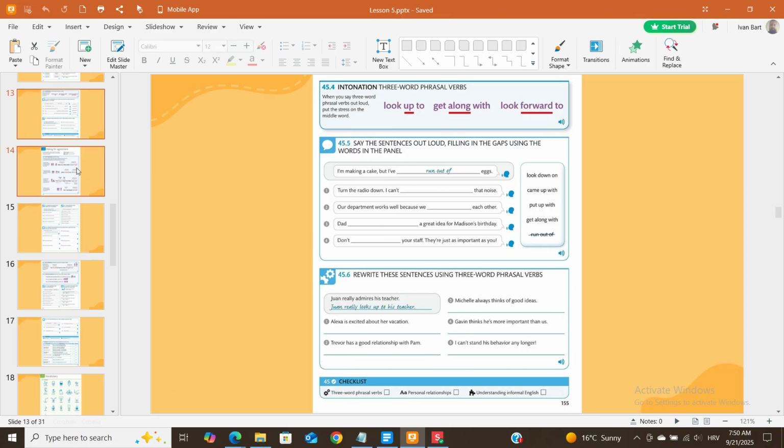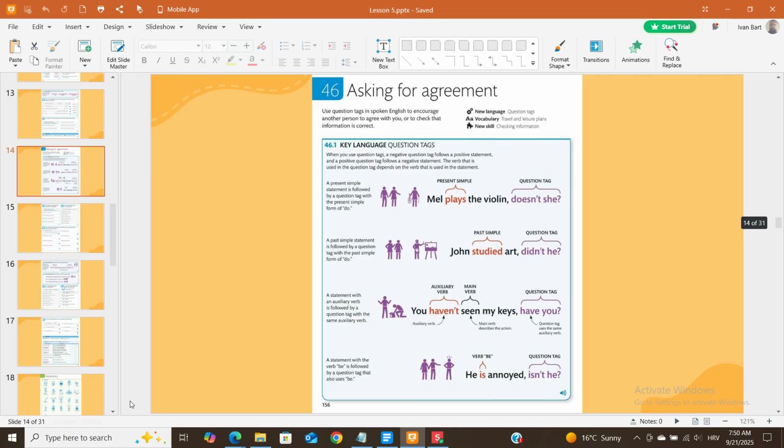46. Asking for agreement. Use question tags in spoken English to encourage another person to agree with you, or to check that information is correct.